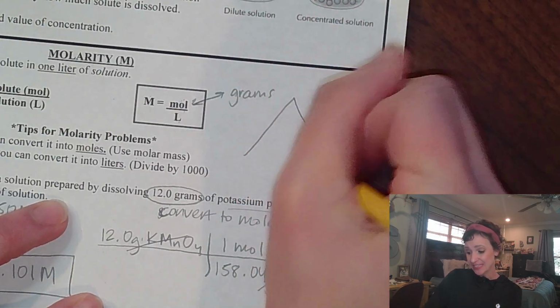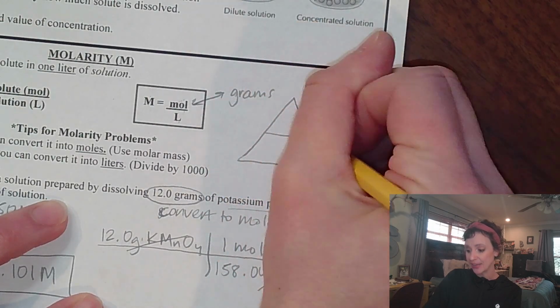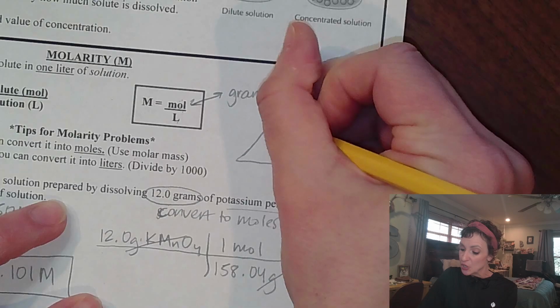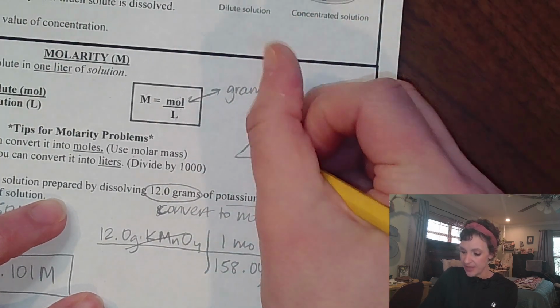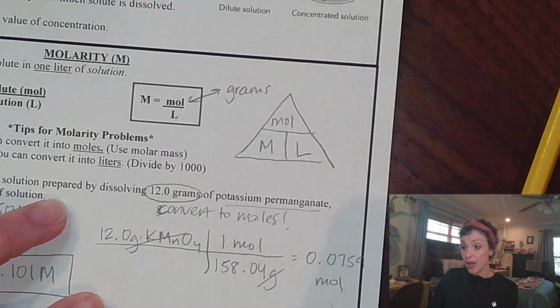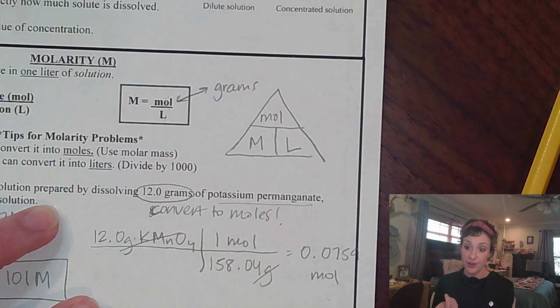If you're interested, you can turn this equation on your own into a little triangle, kind of similar to our density triangle, to where the moles are on the top and the molarity and the liters are on the bottom. So that way you can cover up with your finger whichever value you're asking to solve for, and then whatever is remaining behind is the equation that you use.